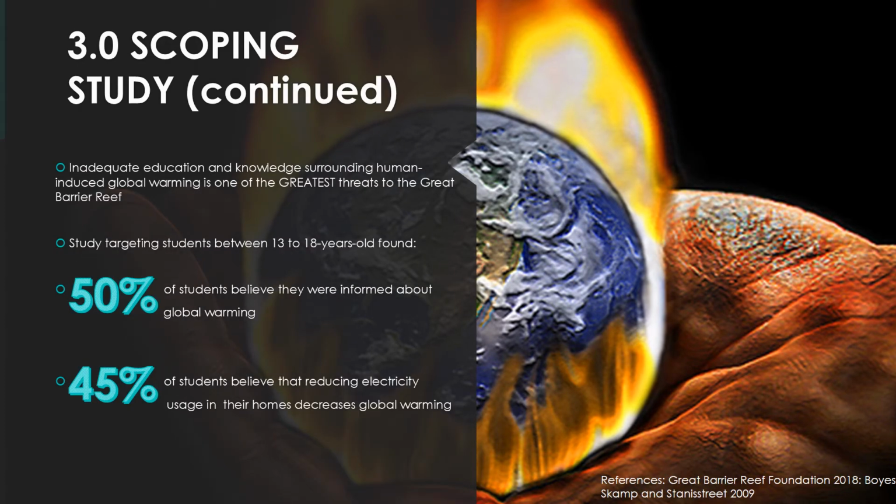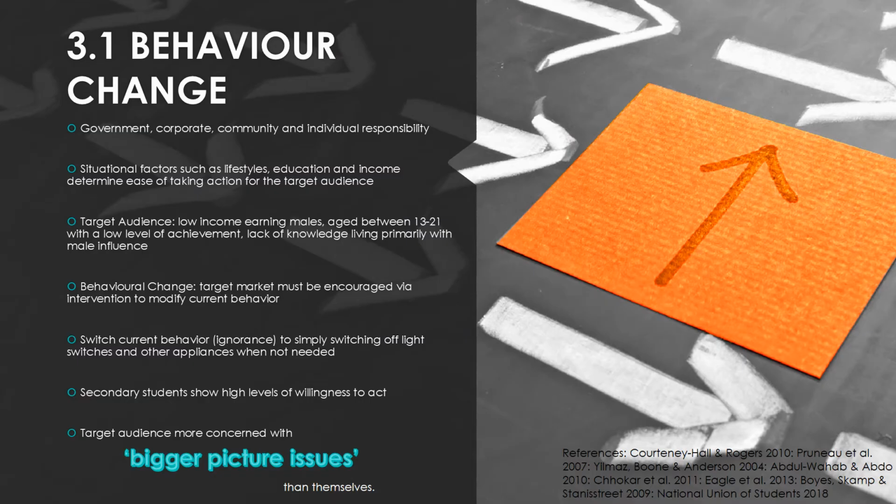Inadequate education and knowledge surrounding human-induced global warming is one of the greatest threats to the future of the Great Barrier Reef. A study targeting students aged between 13 and 18 recorded that only 50% of students believed that they were informed about global warming. The same study also found that 45% of students believe that reducing the amount of electricity in their homes decreases global warming. To reduce greenhouse gas emissions, action must be taken through government, corporate, community, and individual responsibility.